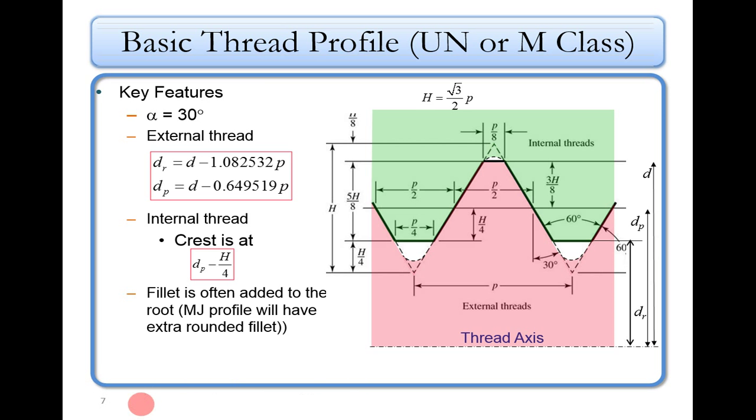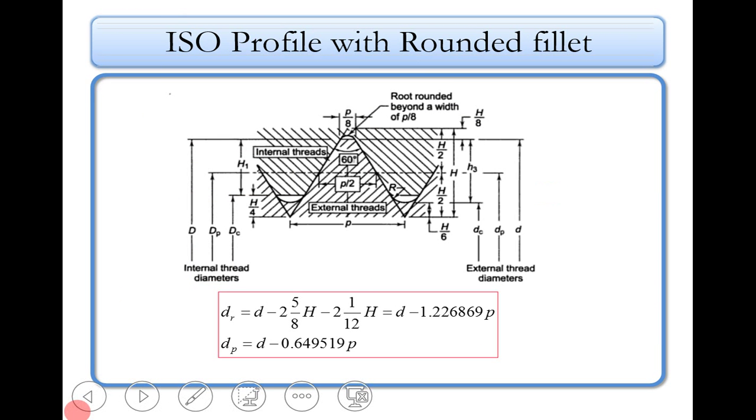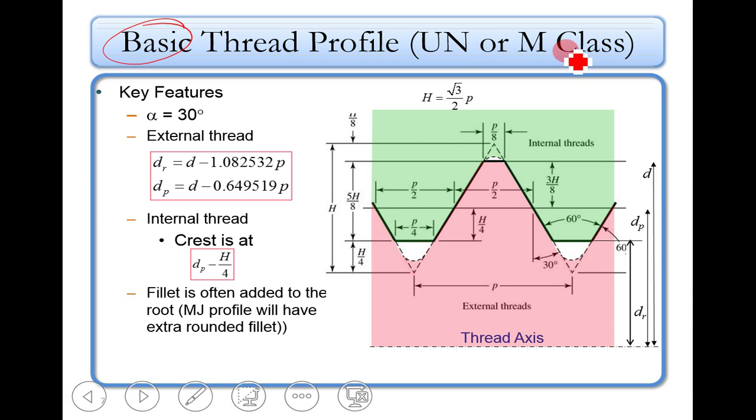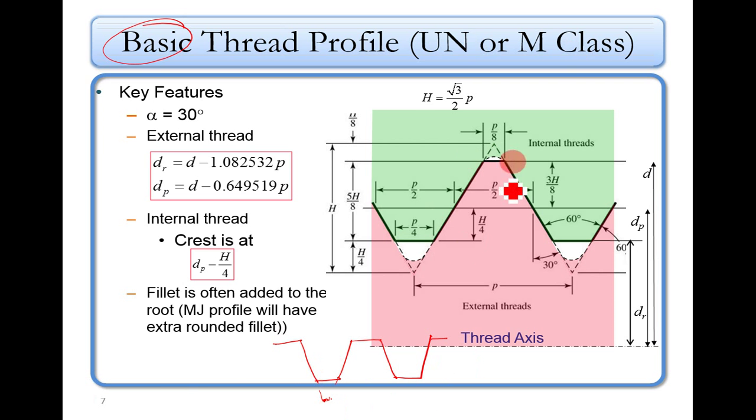First, the basic thread profile. Basic ones are referred to as either UN or M class. The drawing here is not quite correct. For the basic ones, it's like this. If you connect the lines, they will intersect at certain vertices, but there is no rounding here. There is no rounding. That's the basic thread profile. At the other end, the internal and external, there shouldn't be this portion here, this rounding. And those are the dimensions for the basic profile.